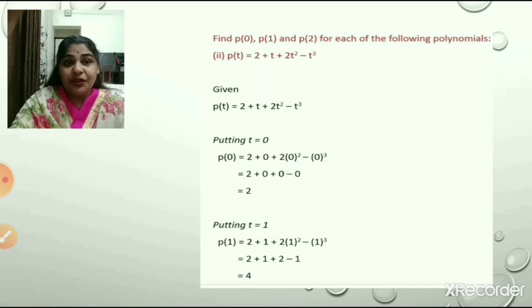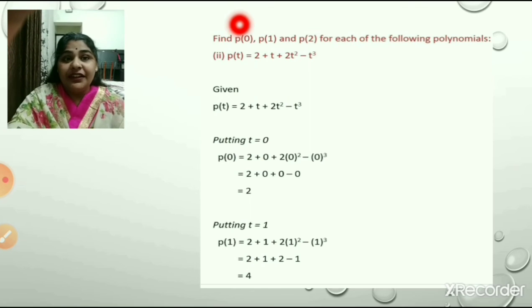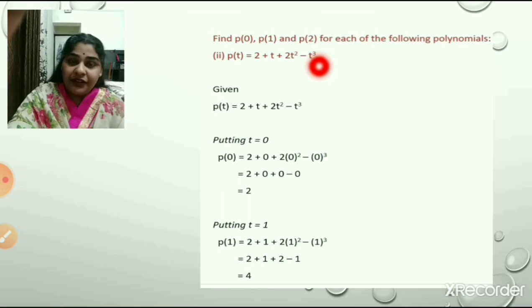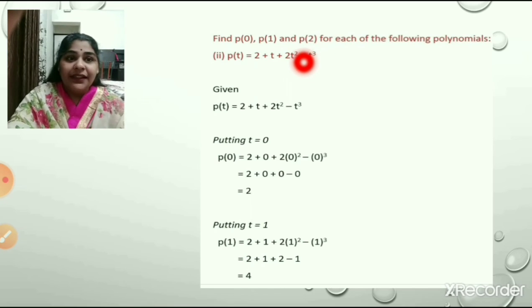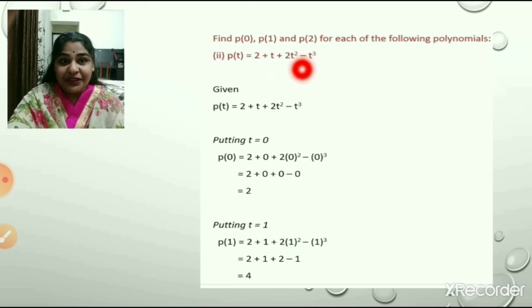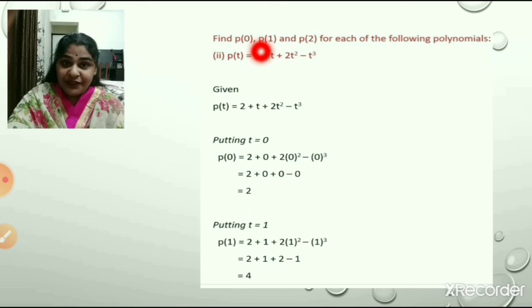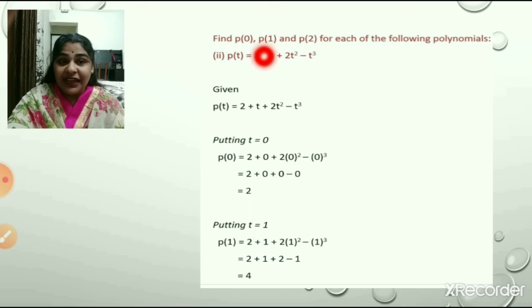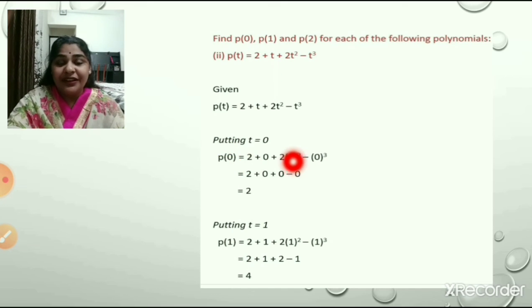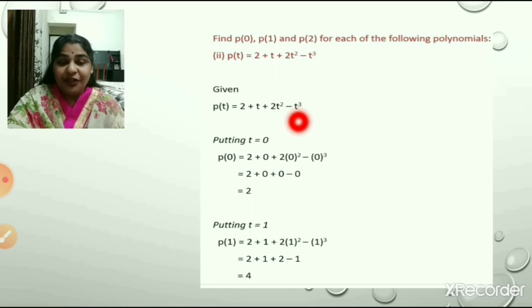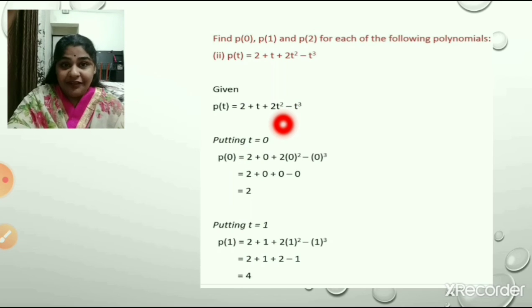Sums in your textbook were there, children. Find p of 0, p of 1, p of 2, like that different values I can ask, like p of 4, p of 5 or anything, right? And a polynomial is given. So in the given polynomial, you have to substitute the values which are given. That is, if p of 0 is asked, you will substitute 0 in the given polynomial wherever it is t, right? Wherever it is a variable.